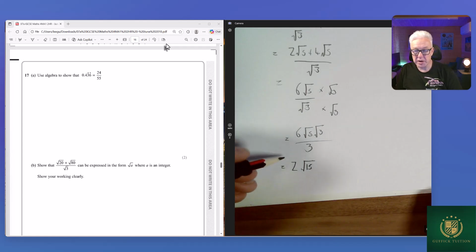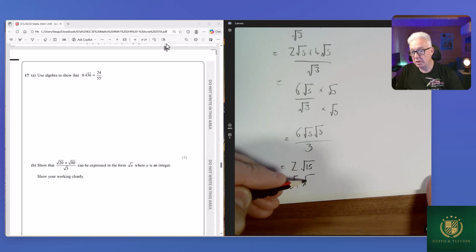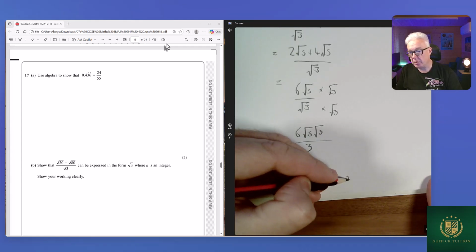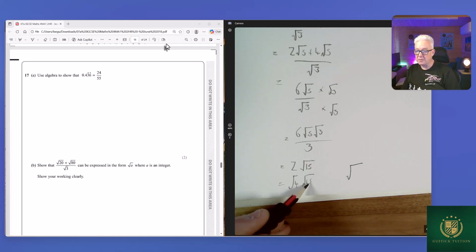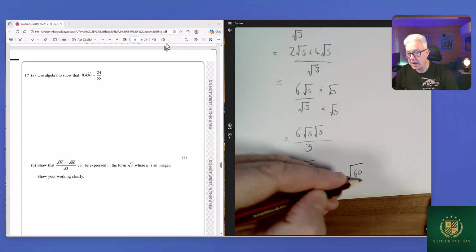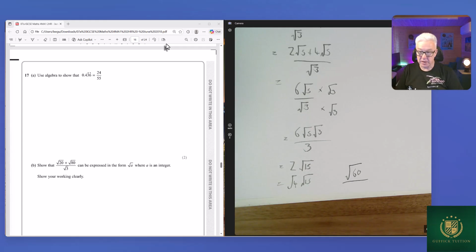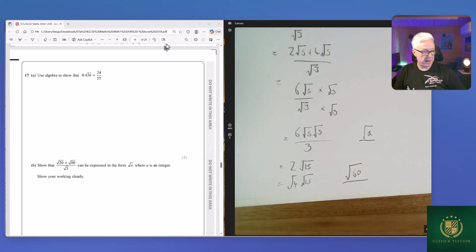So what we're going to do is reimagine the 2 and say, isn't 2 the same as root 4? So therefore what we've got is 2 root 15 is the same as root 4 times root 15. Therefore, it's the same as root 60. Okay, and root 60 is the answer because we've got this now in the form root A.